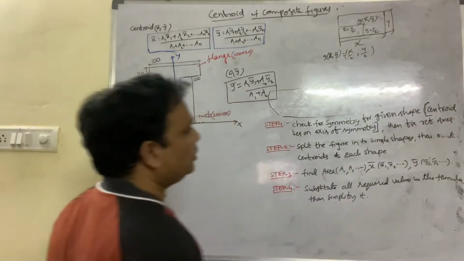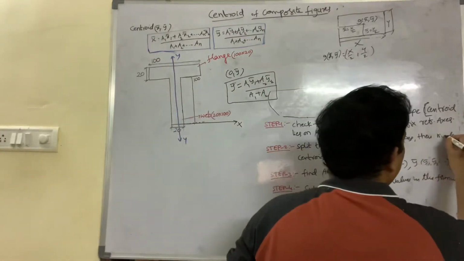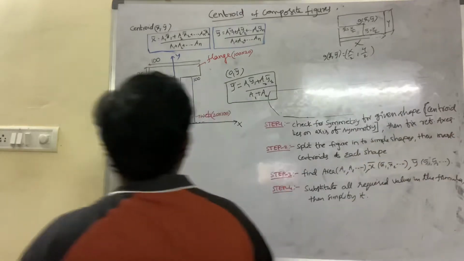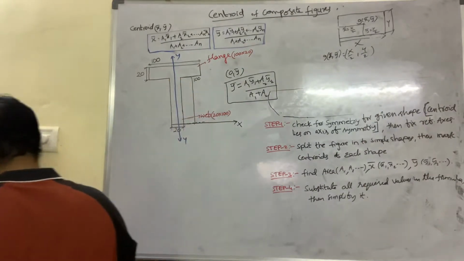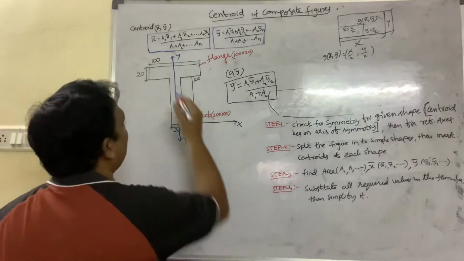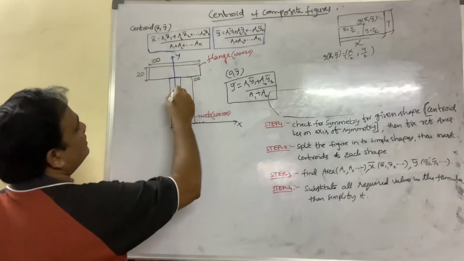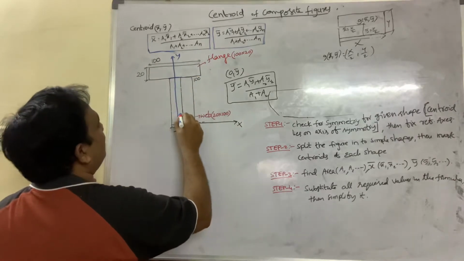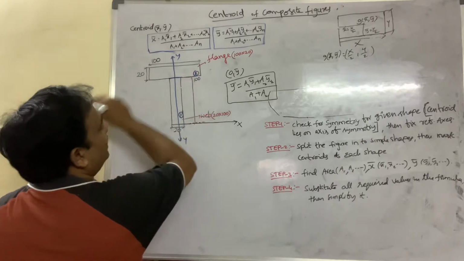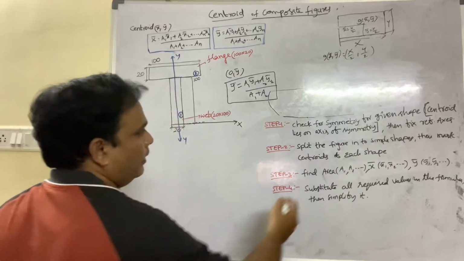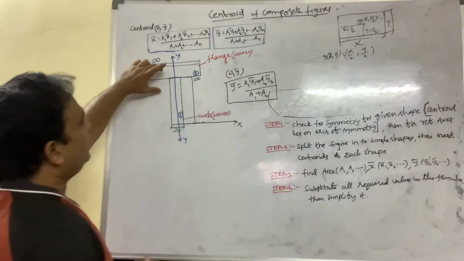Split the figure into simple shapes. Then mark centroids of each shape. So split the figure into simple shapes by drawing a line like this. This entire figure is separated into two simple rectangular shapes. Let us say this is the first rectangular shape and this is the second rectangular shape. And mark the centroids for each shape. So there must be one centroid for each shape.